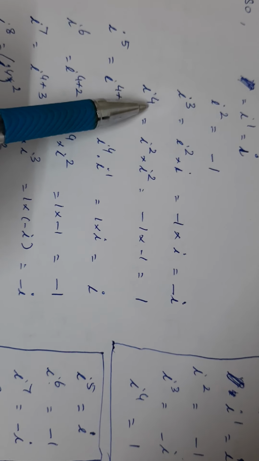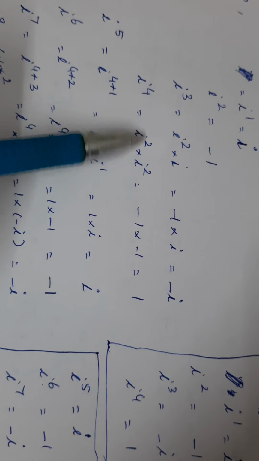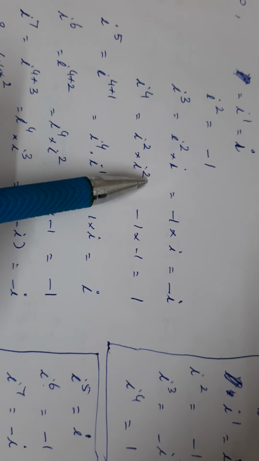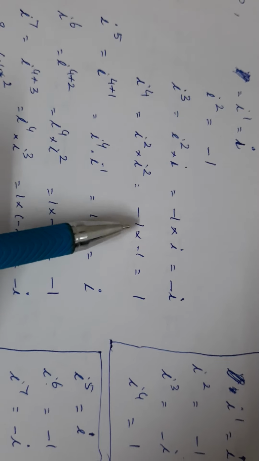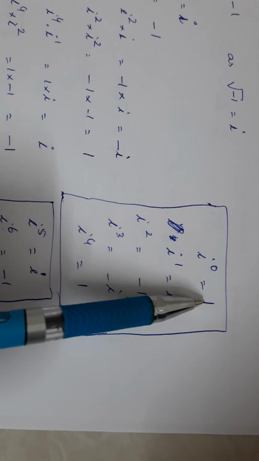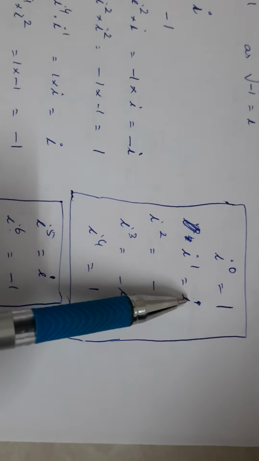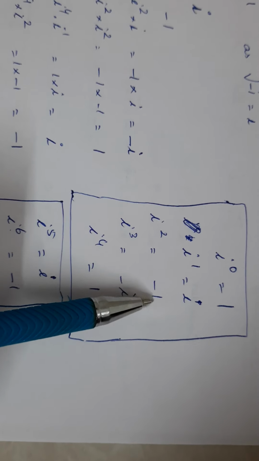Now what is i power 4? That is i squared into i squared. We can split 4 as 2 into 2, so i power 2 into i power 2. i power 2 is minus 1, so minus 1 into minus 1 is plus 1. Let us conclude the powers here: anything to the power 0 is 1, so i power 0 is equal to 1 obviously. i power 1 is equal to i, i power 2 is equal to minus 1.